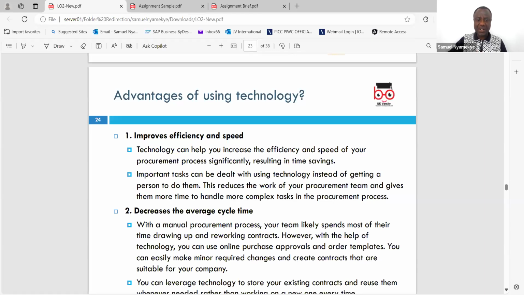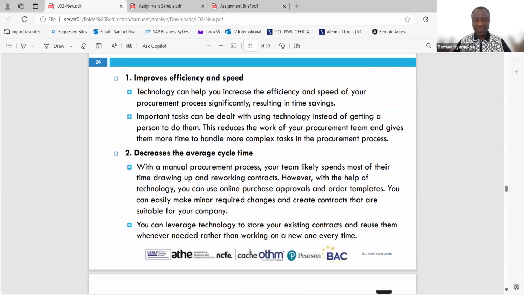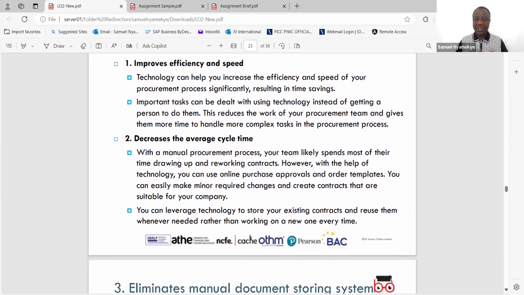In that it also decreased the cycle time, the timelines. Which, when it's manual, you have to spend a lot of time. However, with technology, you can use online processes to do so many things.